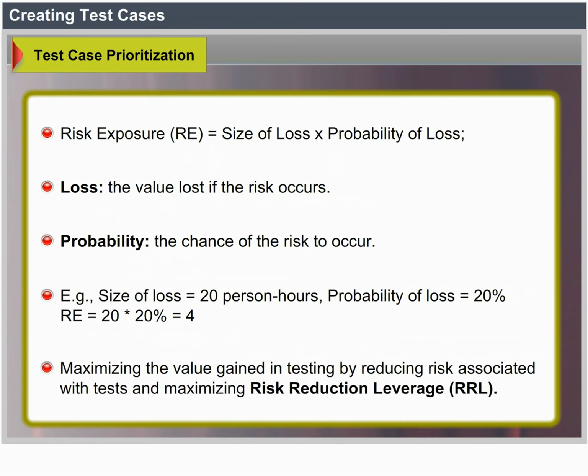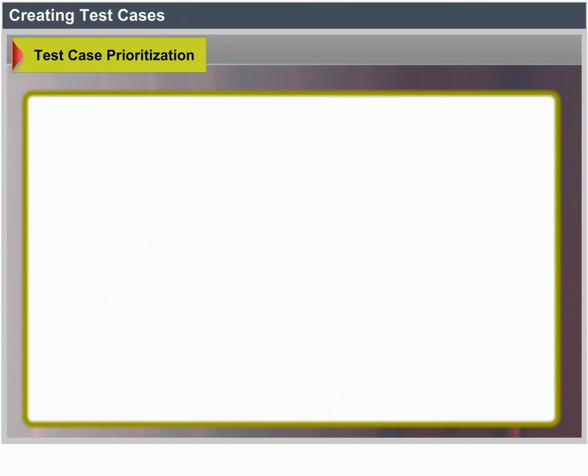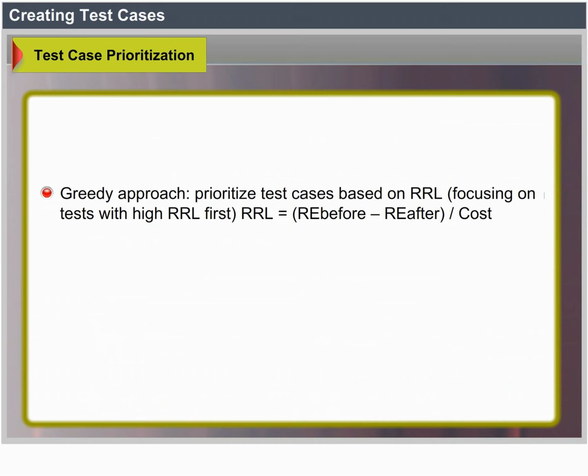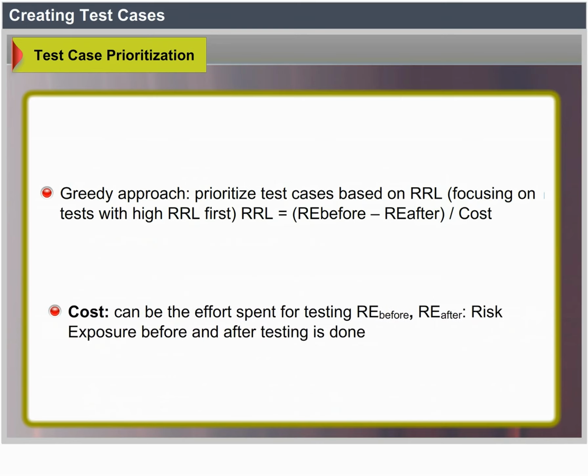Maximizing the value gained in testing by reducing risk associated with tests and maximizing risk reduction leverage, RRL. Greedy approach. Prioritize test cases based on RRL, focusing on tests with high RRL first. RRL equals RE before minus RE after divided by cost. Cost can be the effort spent for testing. RE before, RE after, risk exposure before and after testing.